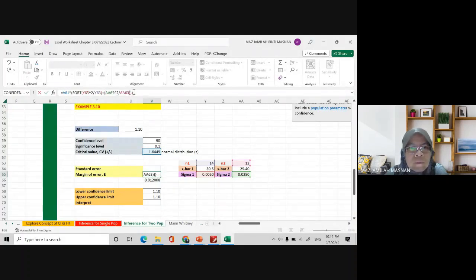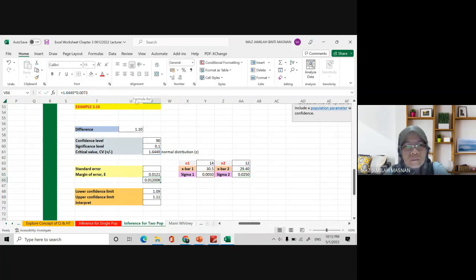Is it because of this bracket? This bracket is for this one. This bracket is for this one. Is it correct? Enter. No, still the same. Square root. This one. I know. This one should be this one. 1, 2, 3, 4. 1, 2, 3, 4. See?